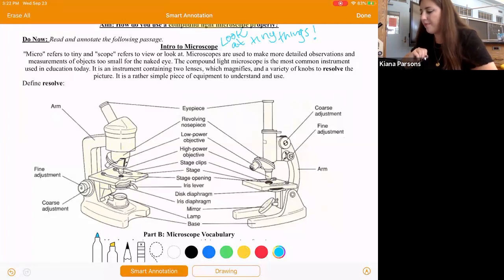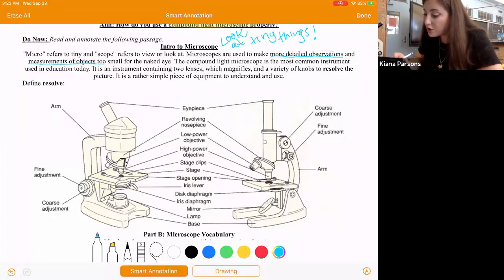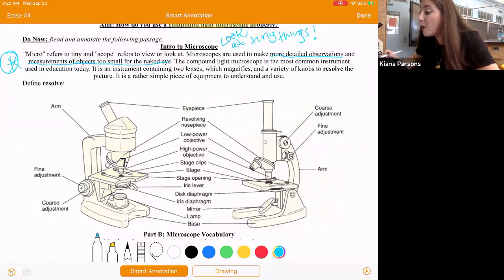up close. Microscopes are used to make more detailed observations, which are very important in science, and measurements of objects too small for the naked eye, which is something we will do with plant cells in living environment. The compound light microscope is the most common instrument used in education today. So hopefully you guys have experience using compound light microscopes in science classes in the past. It is an instrument containing 2 lenses, which magnify, and a variety of knobs to resolve the picture, and it is a rather simple piece of equipment to understand and use.